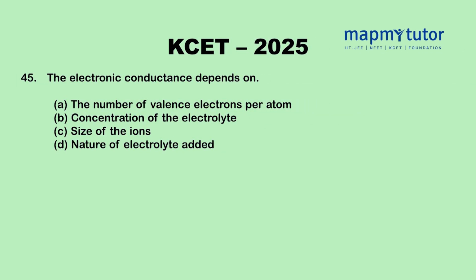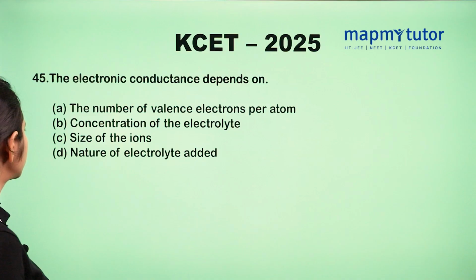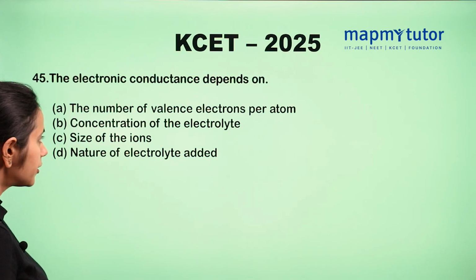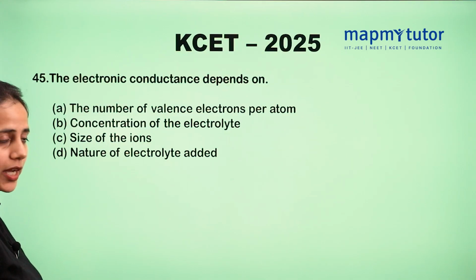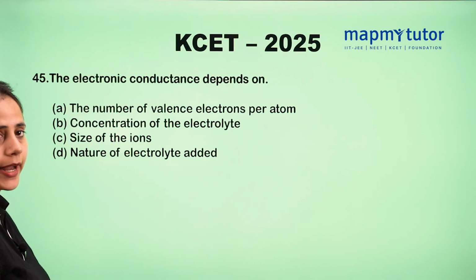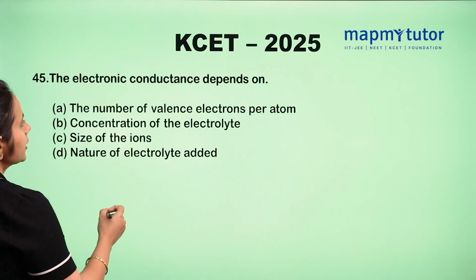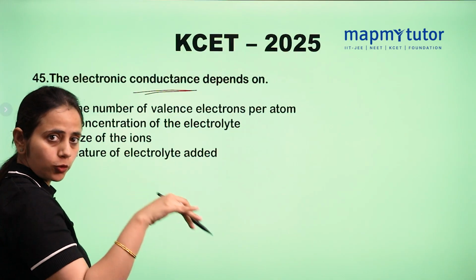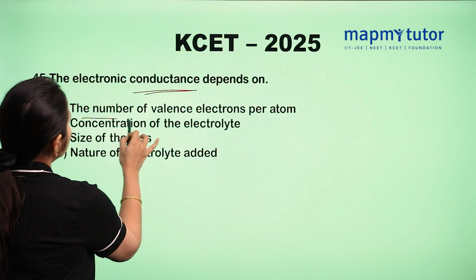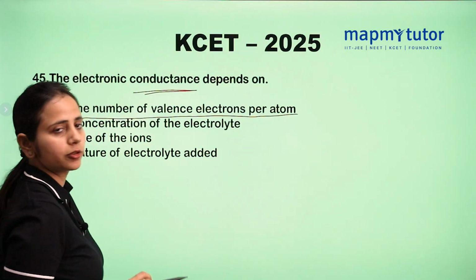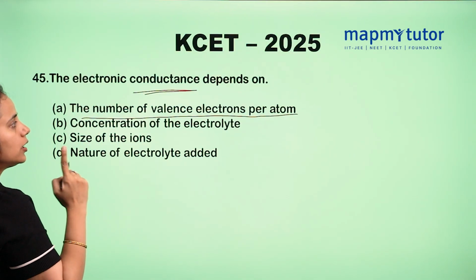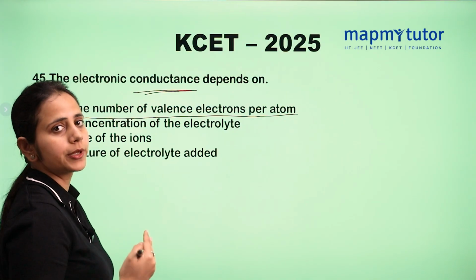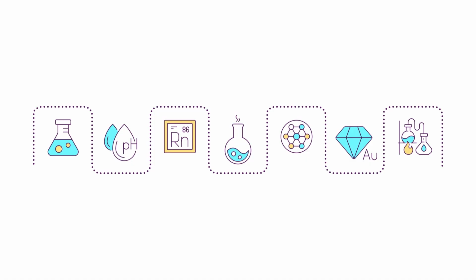The electronic conductance depends on, let's see the options, the number of valence electron per atom, concentration of the electrolyte, size of the ions, or the nature of the electrolyte added. See, conductance. Conductance means to conduct electricity. When will it happen? When the electrons flow will be there. So, it depends upon the number of valence electrons per atom. Okay, it depends upon the valence electrons. Okay, more the number of valence electrons will be there, more will be the value of the conductance.